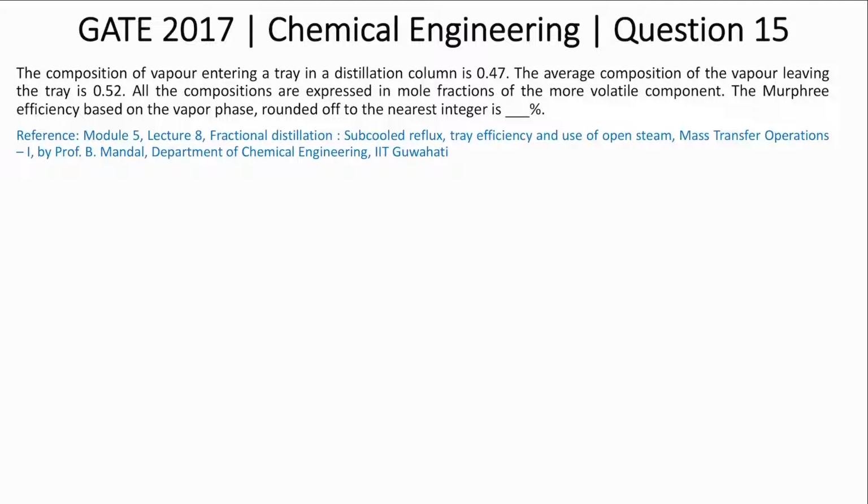The composition of vapor entering a tray in a distillation column is 0.47. The average composition of the vapor leaving the tray is 0.52. All the compositions are expressed in the mole fractions of the more volatile component. The Murphy efficiency based on the vapor phase, rounded off to the nearest integer, is dash percent.